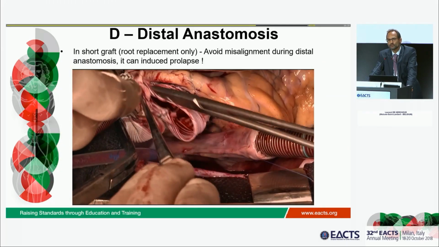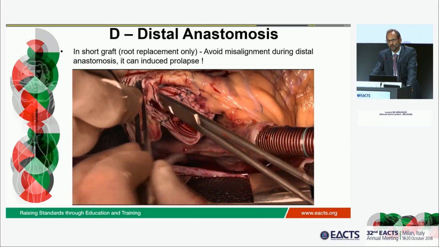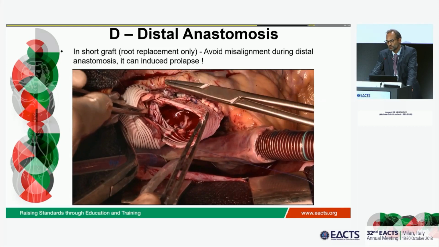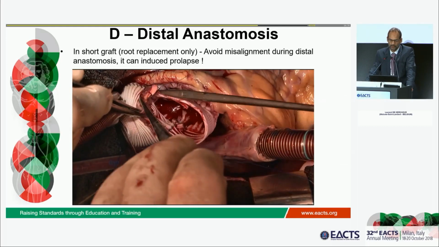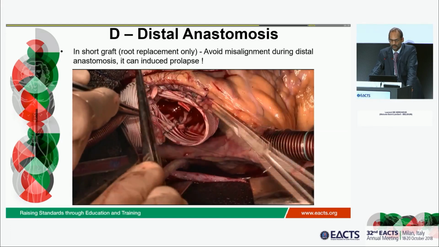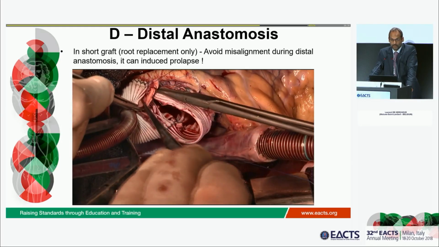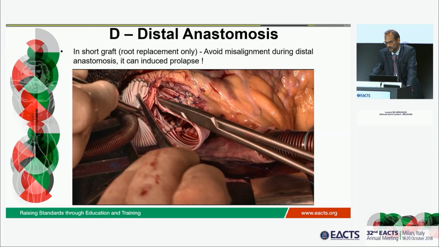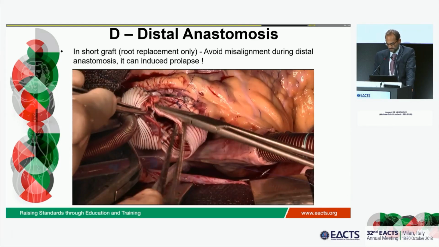Finally, if you use a short graft replacing only the aortic root, when you do the distal anastomosis, of course, you have to avoid misalignment because you can create a prolapse if you reduce the distance between two commissures.